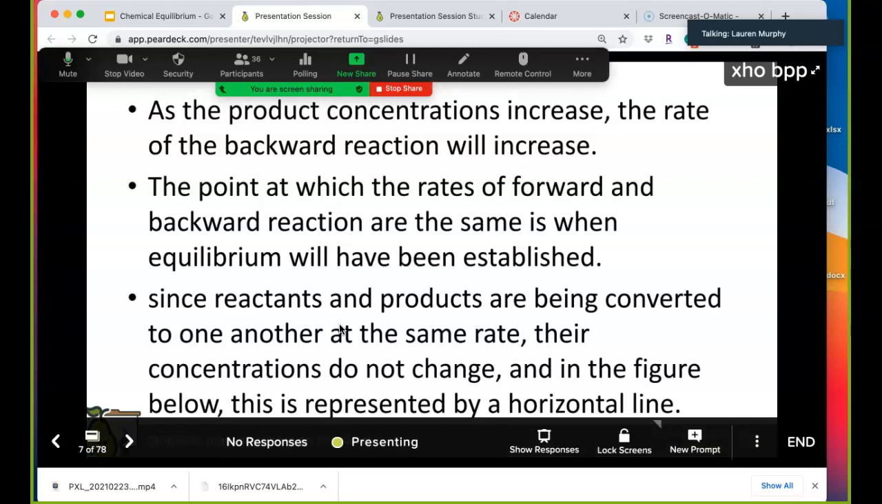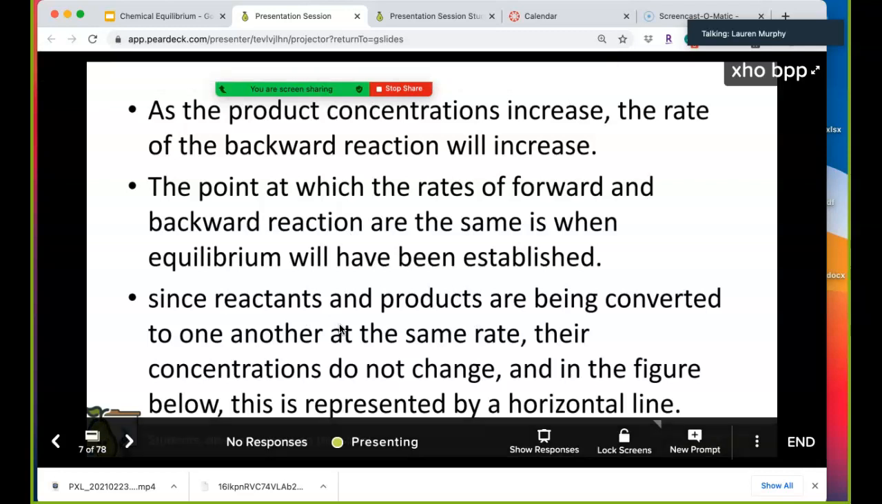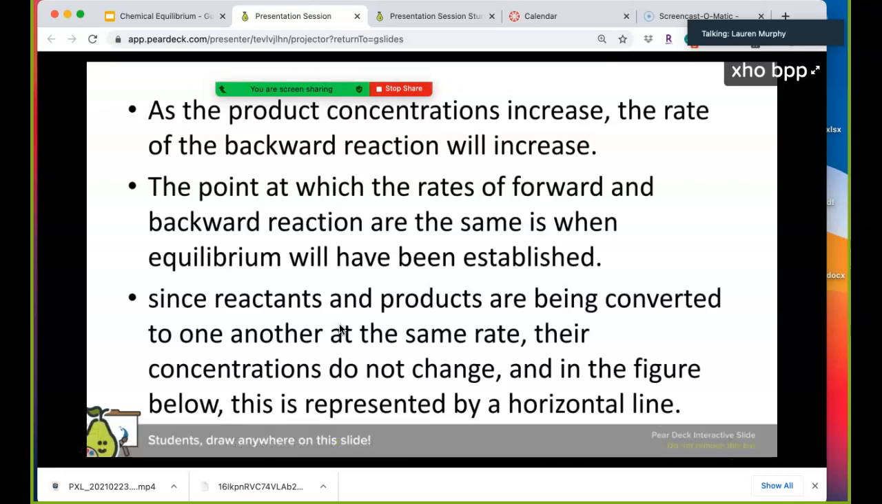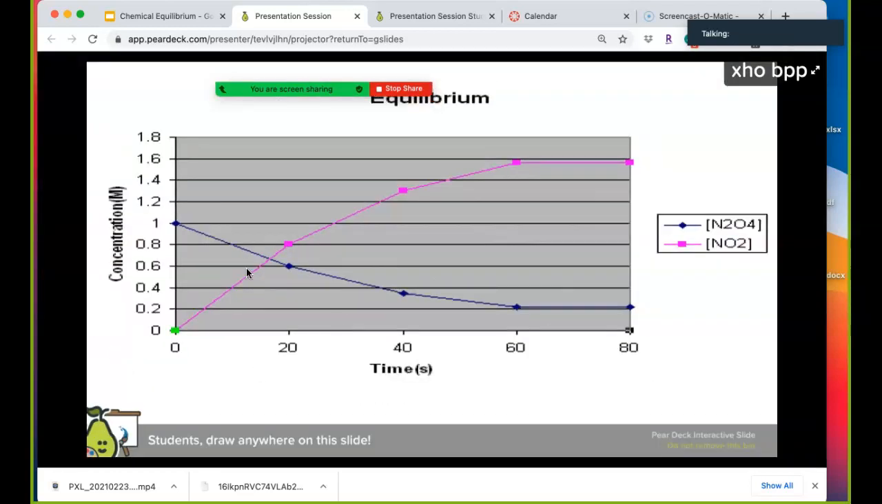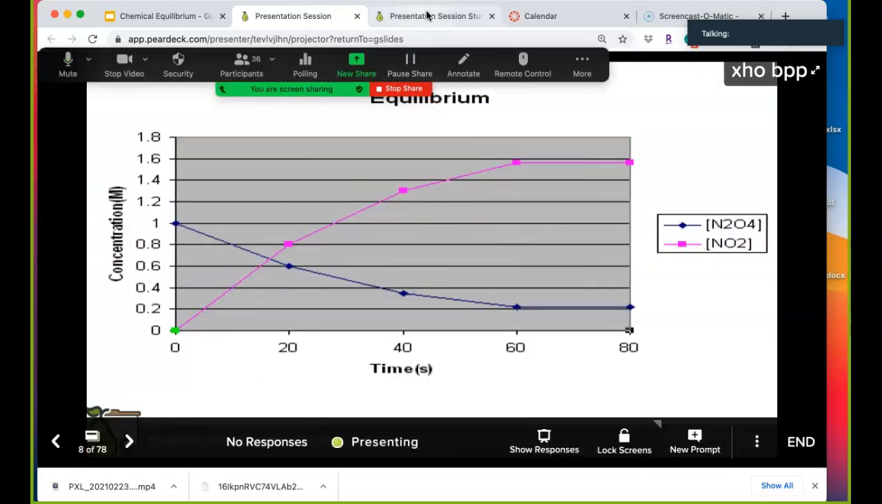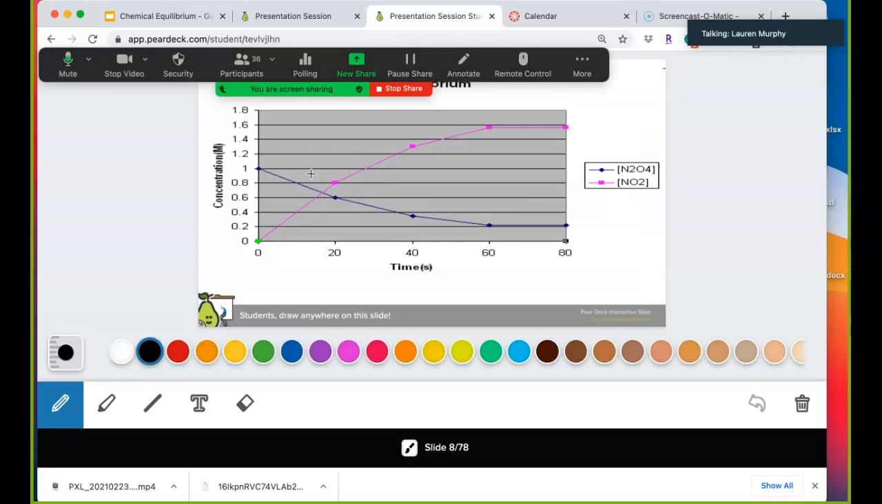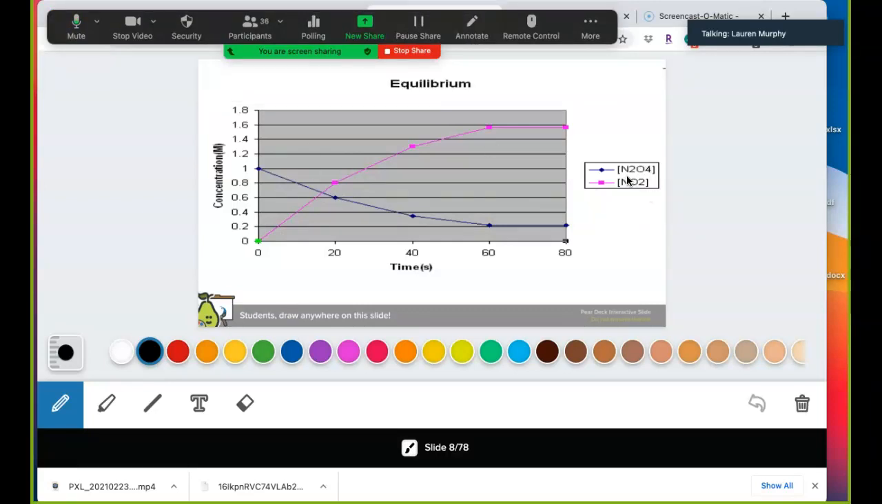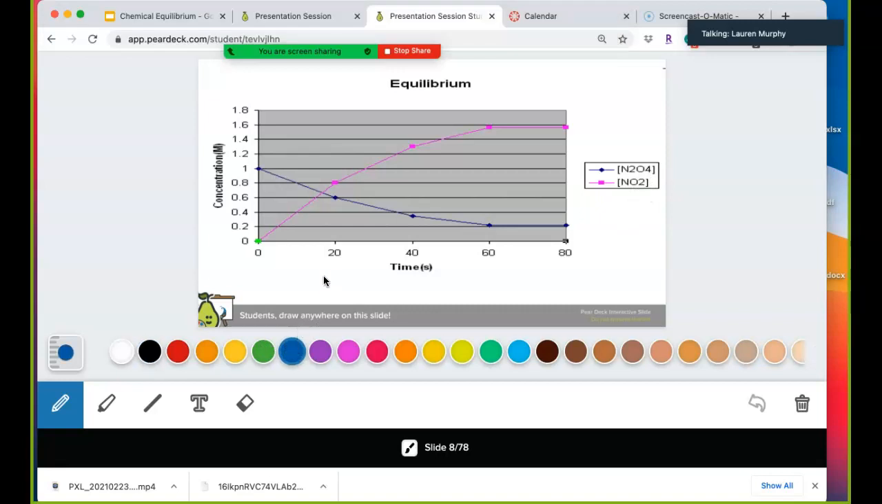So what we're going to do right now is look at a graph of a reaction that's at equilibrium, okay? So we have two chemicals: N2O4 and NO2. Who is my reactant and how do you know? It's N2O4. Why? Because I have a starting amount of it. I don't have any of my NO2. You should have reactants at the beginning and no products at the beginning.